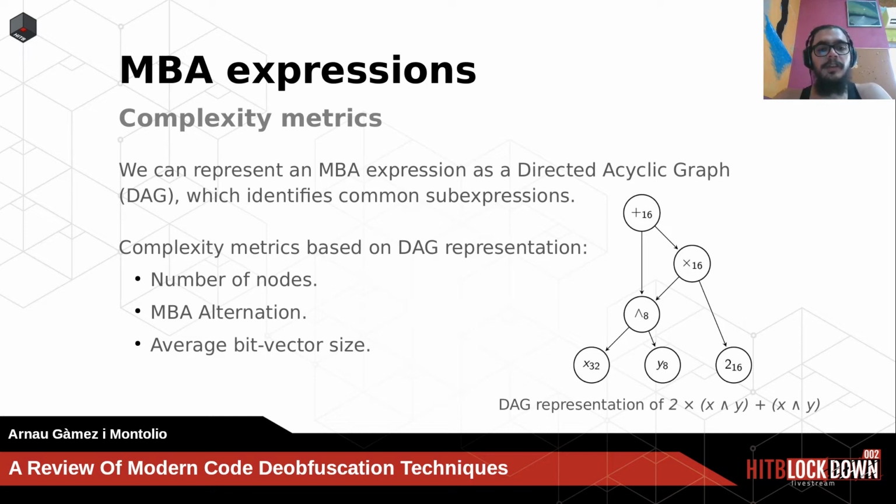First of all is the number of nodes of this graph representation. Then the MBA alternation, that is basically the number of times we change the type of operator in the expression from integer arithmetic to Boolean ones, and also the average bit vector size of each operator and operand, which is basically the bit vector size in which it is operating.